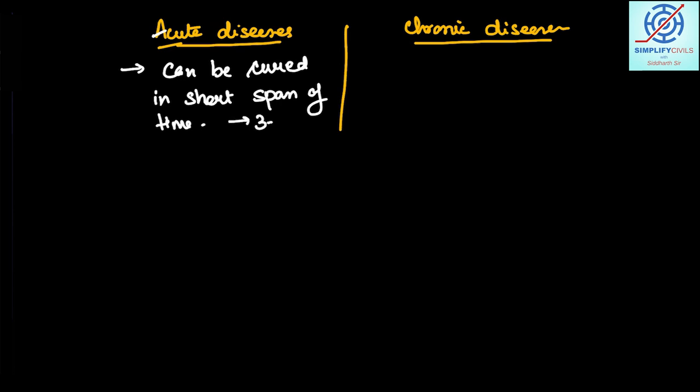Acute diseases are those which can be cured in a short span of time. For example, 3 to 5 days or maybe 10 days, a person may have a common cold, a viral disease, or some disease caused by an organism, but after some time that person will be cured. Even if a person is cured in 10 or 15 days, that kind of disease is called an acute disease. However, if the disease stays with a living organism, animal or human, for a longer duration of time, then we say that the person has a chronic disease.